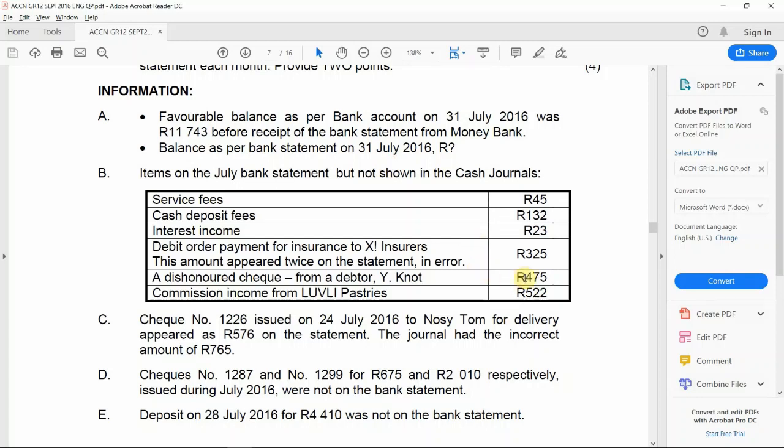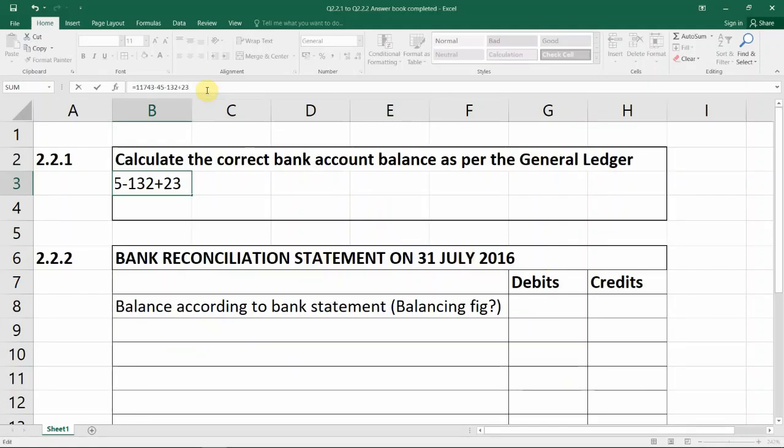The debit order payment for insurance to X Insurers, this amount appeared twice on the statement in error. So this is going to affect our bank account because we now still have to subtract it from our bank account. Plus, due to the fact that it appears twice on the statement, we will have to go and fix it on our equivalent of the statement, namely the bank recon. So let's first focus on the bank account. It's a payment, so it will reduce our bank account once we record it in our cash payments journal. So we have to subtract the 325.